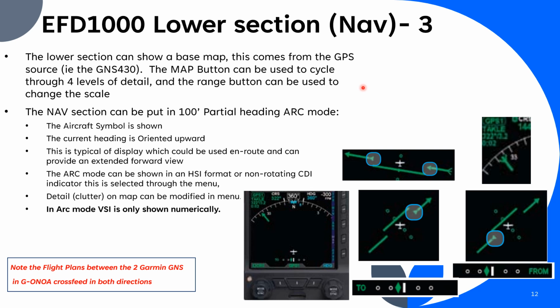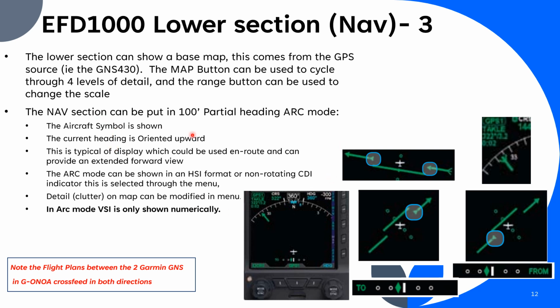The lower section can also show a base map underneath the HSI, and this comes from the GPS source, for example, the Garmins in Oscar Alpha. There is a map button which can be used to cycle through 4 levels of detail, and a range button a little bit further up, not on this cutout here, can be used to change the scale.